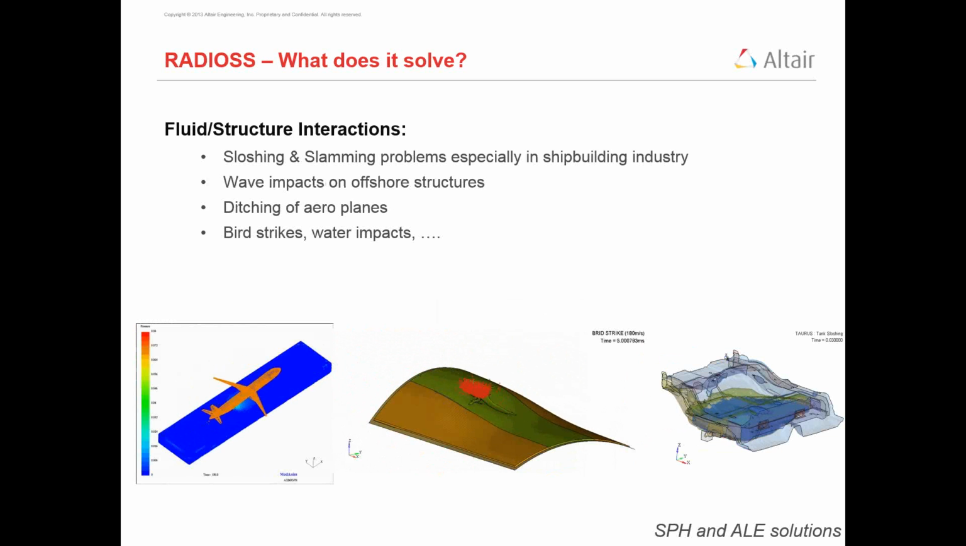I've mentioned fluid structure interaction. You can see a boat ditching, and an airplane ditching in the water. The water can be modeled here as SPH and also ALE. You can see bird strike analysis, for example, where the bird is modeled with particles. You can also see this fuel tank is sloshing. We can use RADIOSS in those kinds of applications. If you look at your right side here, for the sloshing analysis we use particle SPH.